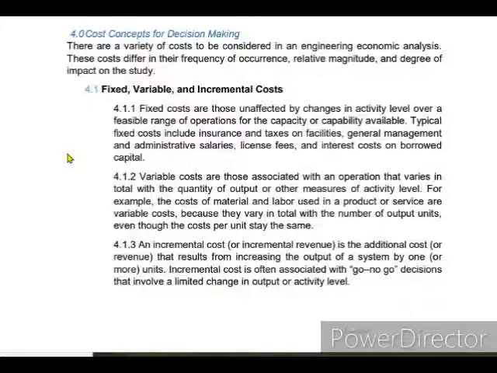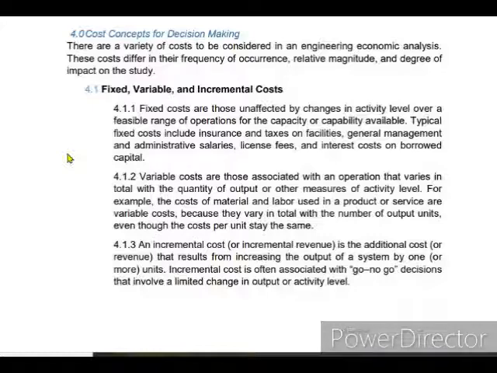For the first category, we have the fixed, variable, and incremental costs. So what are these costs? Fixed costs are those unaffected by changes in activity level over a feasible range of operation for the capacity or capability available. So this cost will not be affected by such changes.